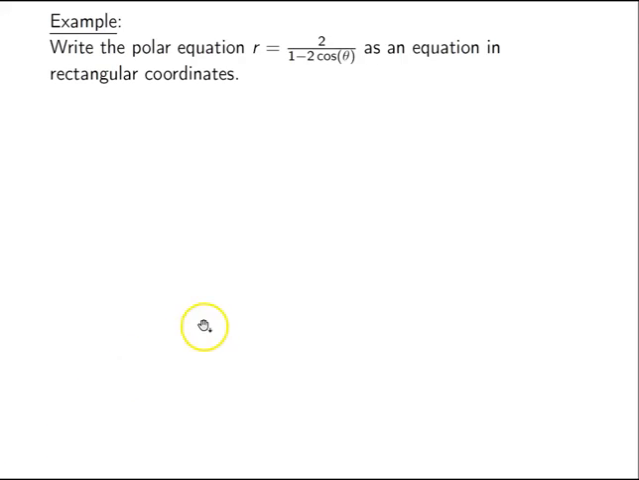So let's go ahead and look at another example. Write the polar equation r equals 2 over 1 minus 2 cosine theta as an equation in rectangular coordinates. Okay, so here I want to just kind of get everything in line. I don't have to, but it's a little bit easier if I can equate this to a constant or just not have a rational to deal with. So I'll multiply both sides by 1 minus 2 cosine theta.